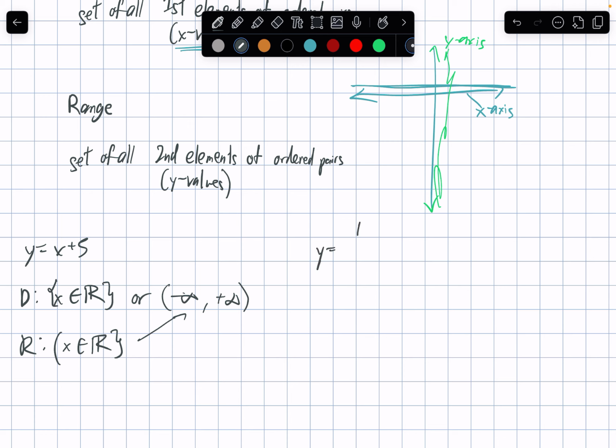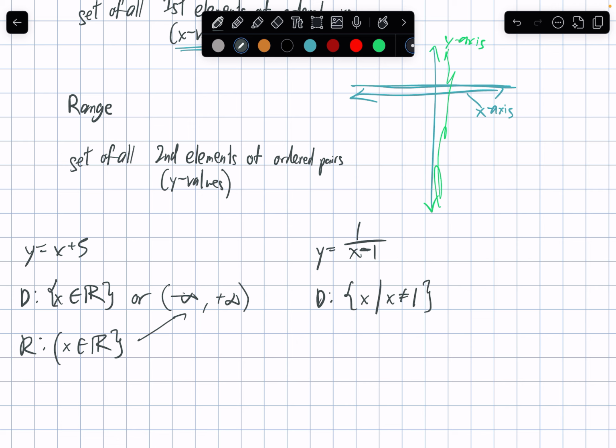Let's try another example: 1 over (x minus 1). So what is the domain? Essentially, all real numbers except 1. Why? Because if you substitute x as 1, then 1 minus 1 in the denominator is going to be 0, and that will cause the function to be undefined.